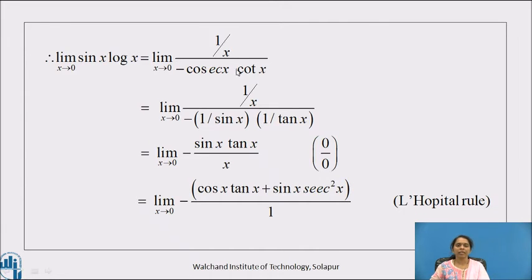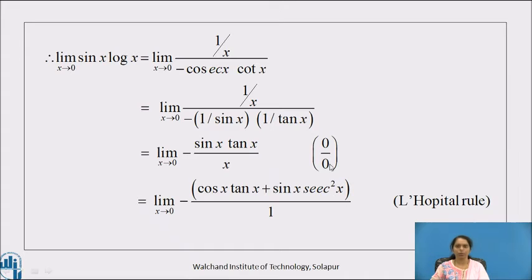Therefore, let us rewrite cosec x as 1 upon sin x and cot x as 1 upon tan x, so that it will give us limit x tends to 0 minus numerator sin x into tan x divided by x.